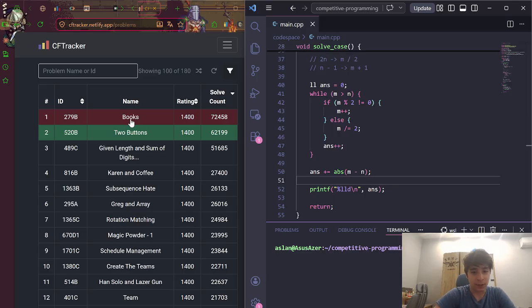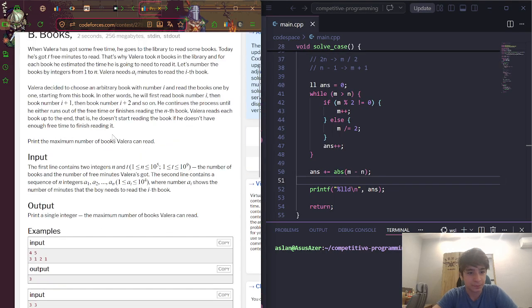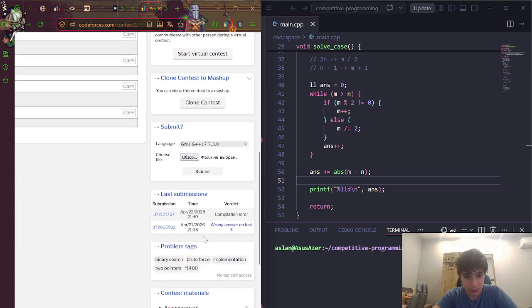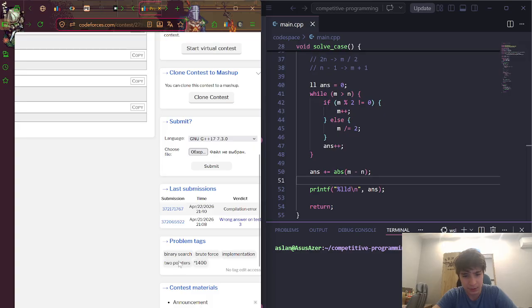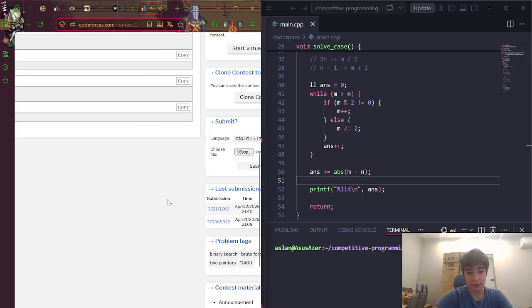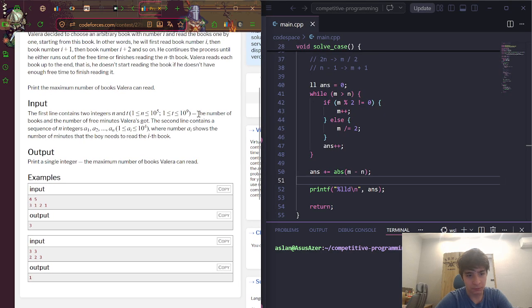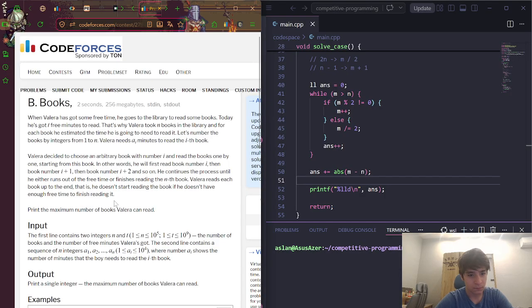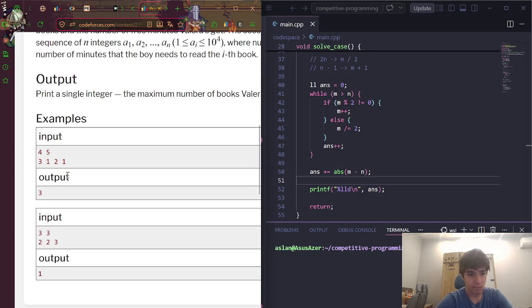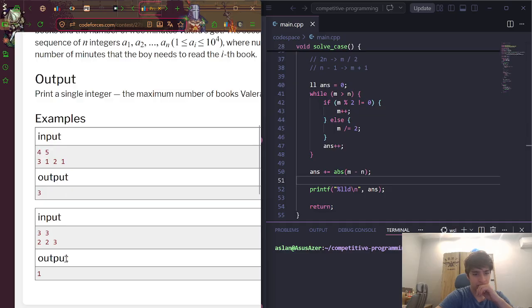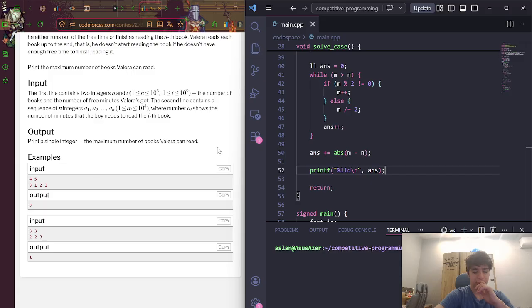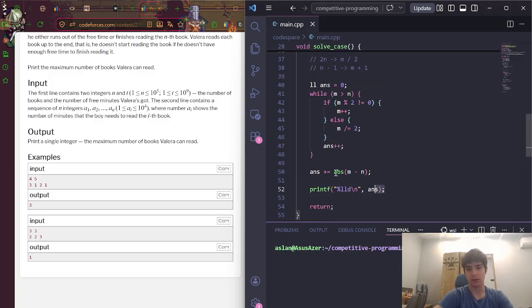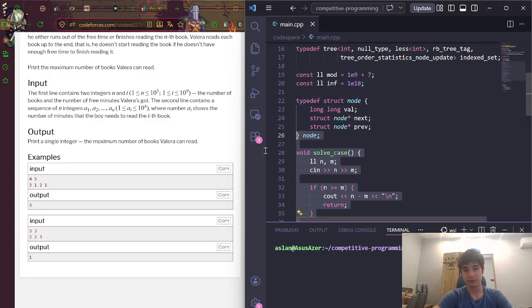And let's try to solve this task. Books. Two pointers, binary search, brute force, implementation, two pointers. Okay, it could be, but if there's brute force, mm-hmm, I can understand it. Oh, wait a minute. Okay, so I think I already understood this task. There's some good algorithm again.